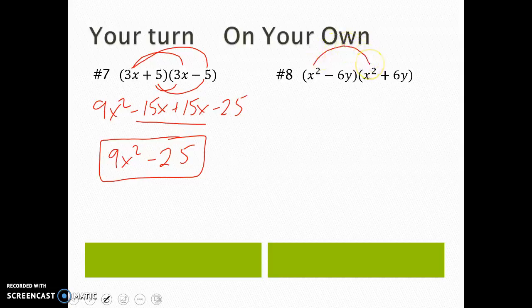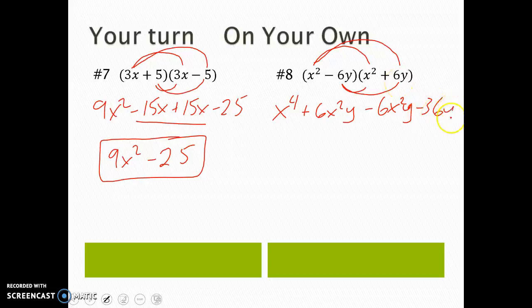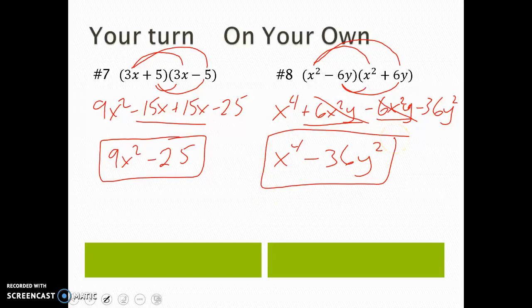If we do number 8, x squared times x squared is actually x to the fourth. x squared times 6y, now this gets kind of weird, but it's going to be 6x squared y. Then when I take negative 6y times x squared, I have negative 6 x squared y. And then negative 6y times positive 6y is going to be negative 36y squared. So if I combine my like terms, I have 1x to the fourth term. But these are like terms: 6x squared y minus 6x squared y, those cancel each other out. And I'm left with the minus 36y squared. And that's a lot of what our homework assignment is going to look like.